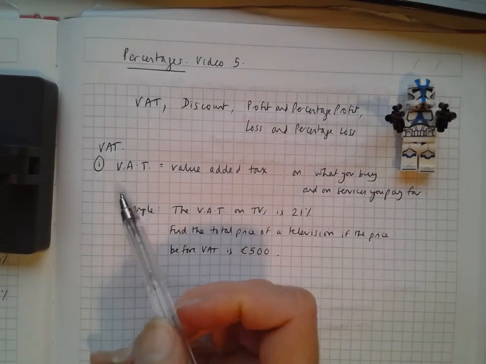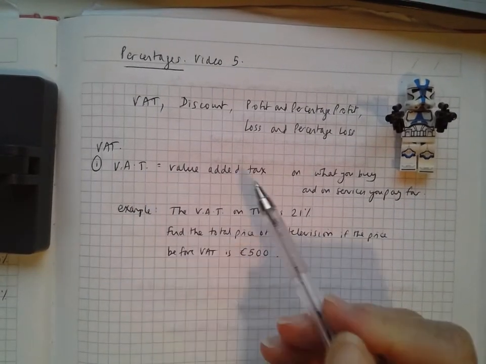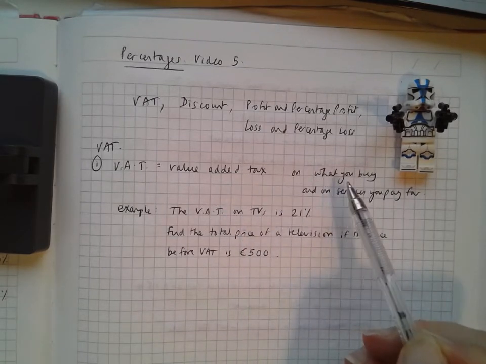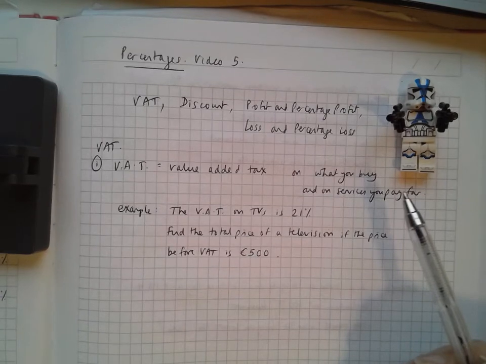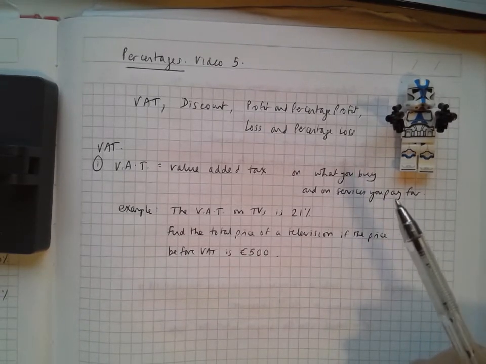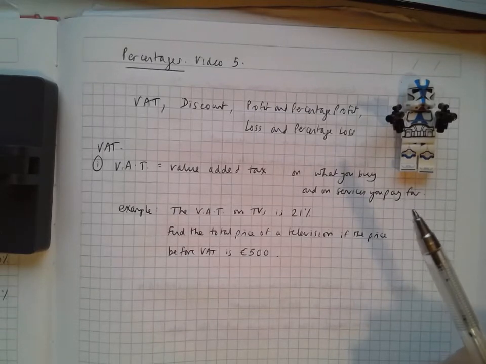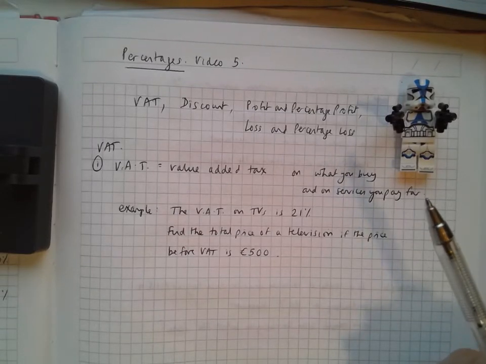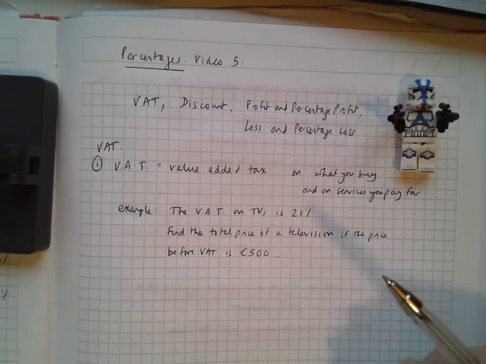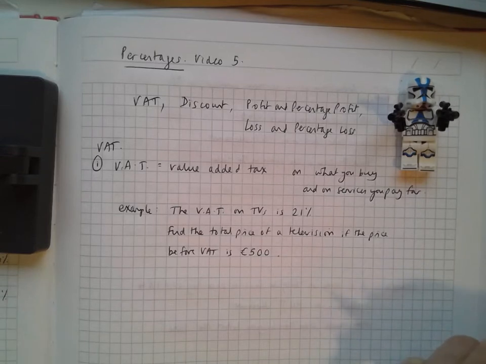VAT is value added tax. It's the money that you give the government, which is added on to what you buy. So if you buy a bicycle, it might include VAT. So the person selling the bike might be willing to sell it for €400, but there's also VAT added on, so they have to add on an extra amount of money. So maybe you buy it for €420, and that €20 goes to the government, and it's on services you pay for, like a plumber or a mechanic or a painter or something like that. So VAT is value added tax.